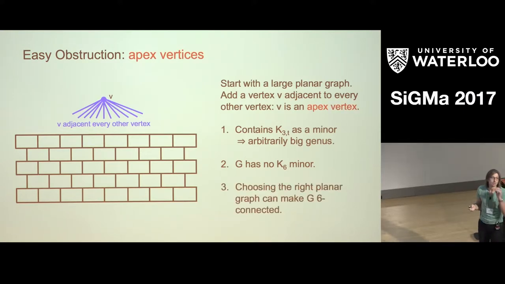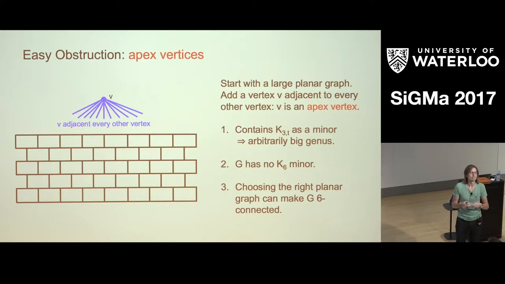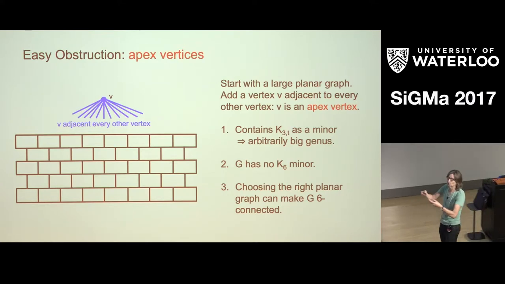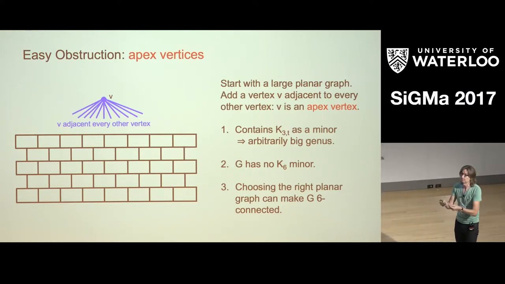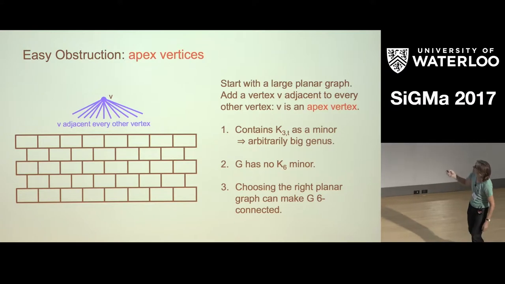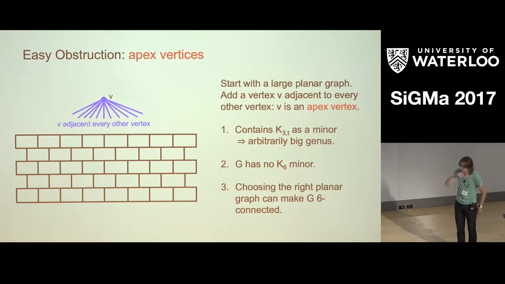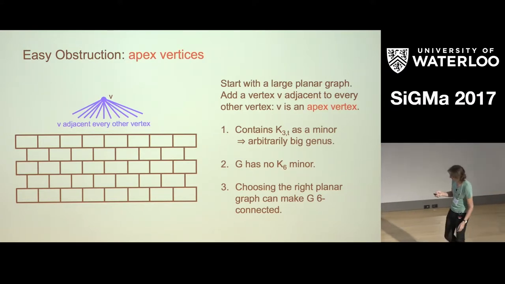And OK, so remember also we were talking about clique sums. You may say to yourself, well, maybe this isn't an example of one of the genus or the finite examples, but rather a clique sum of two smaller graphs in my class. But no, if I am a little bit careful about how I choose my planar graph, I can make this whole thing six connected and still have no K6 minor.